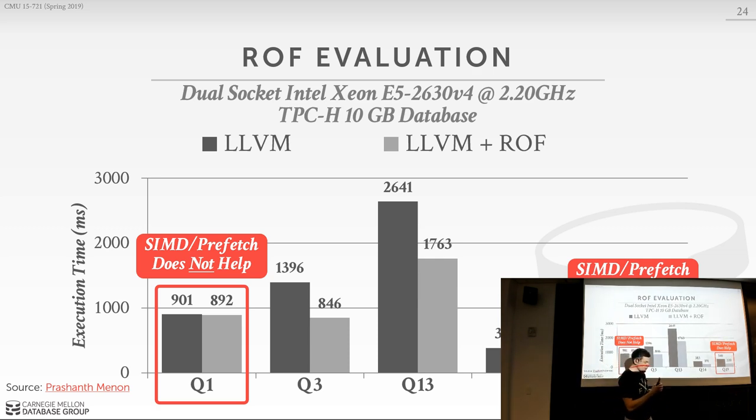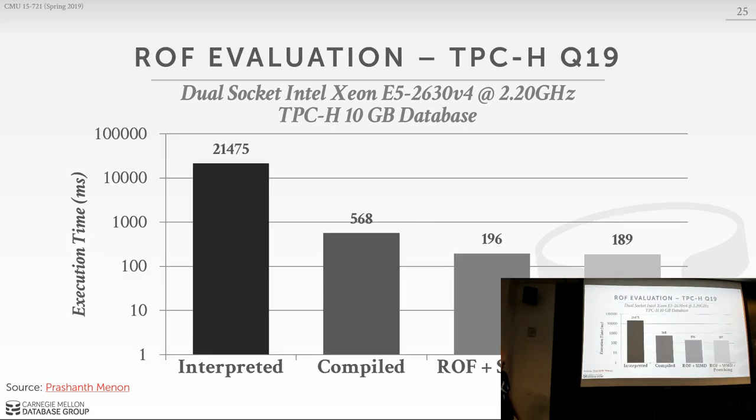Because this is where you're doing longer scans and more complex aggregations, and this is where the prefetching does help. So to now do a breakdown and say, what actually is the benefit we're getting from the relaxed operator fusion versus the compilation versus the prefetching? We have a breakdown chart here. This is Q19, and again, this is the old Peloton system. So this is what we used to do before. This is the interpreter engine.